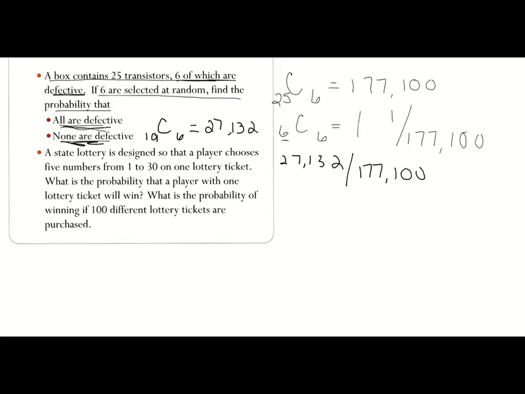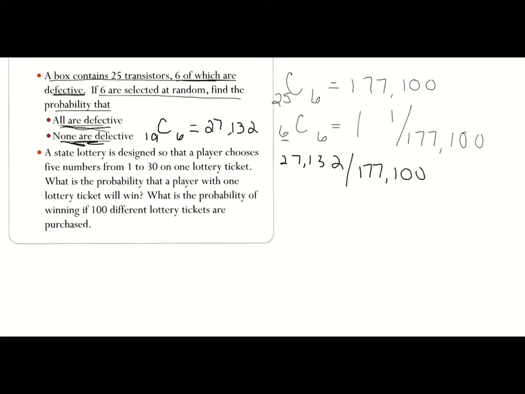Okay, and then our last one for this section is going to be a state lottery is designed so that a player chooses 5 numbers from 1 to 30 on 1 lottery ticket. What is the probability that the player with 1 lottery ticket will win? And then what is the probability of winning if 100 lottery tickets are purchased? First, we have to figure out, well, how many ways can I pick 5 numbers if I have the numbers 1 to 30 on 1 lottery ticket?